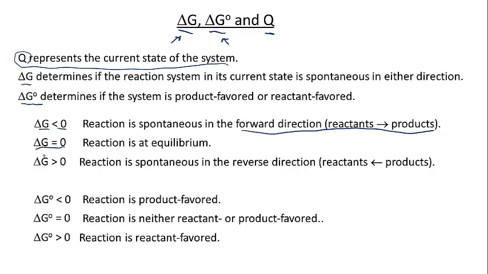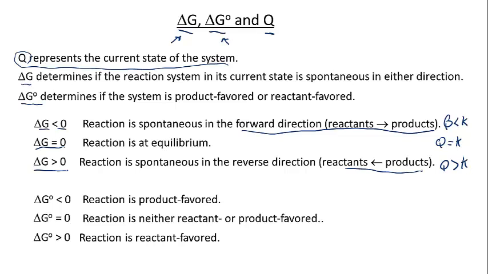If delta G is equal to 0, the reaction is at equilibrium. If delta G is greater than 0, that means that there's too many products and the reaction will shift in the reverse direction. So these relate to the Q and K things. This relates to Q being less than K. This represents Q equal to K, and this represents Q greater than K. So those mean the same thing.